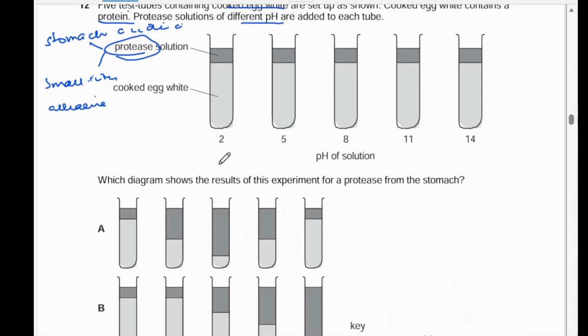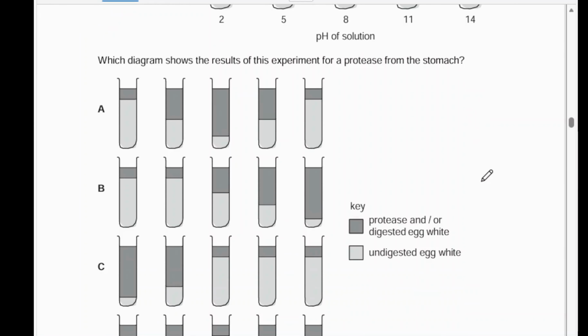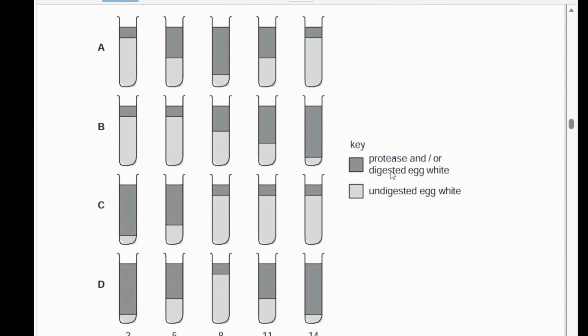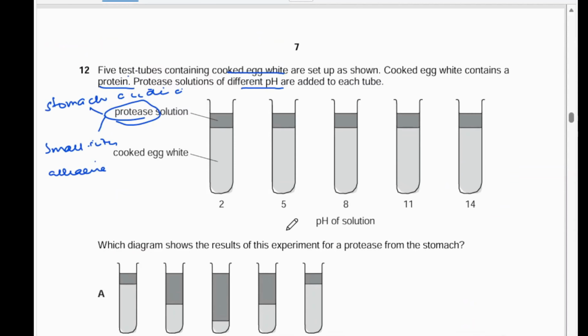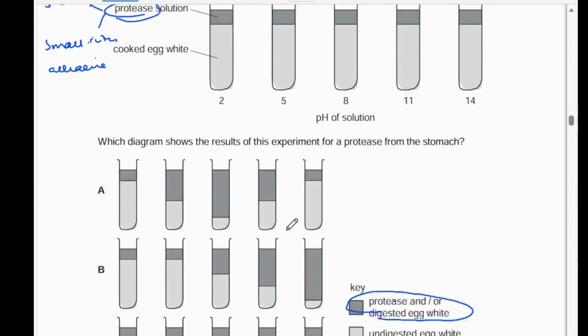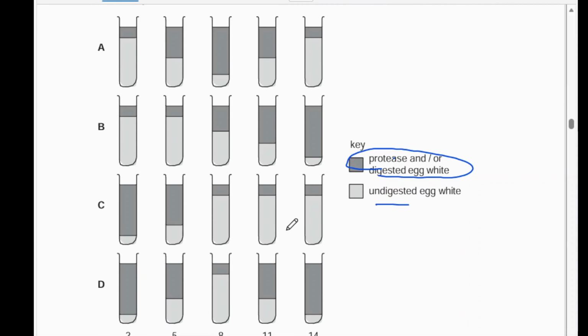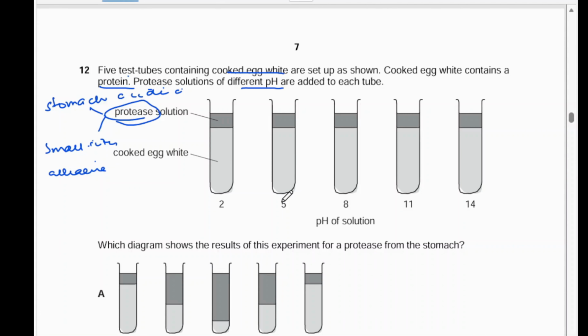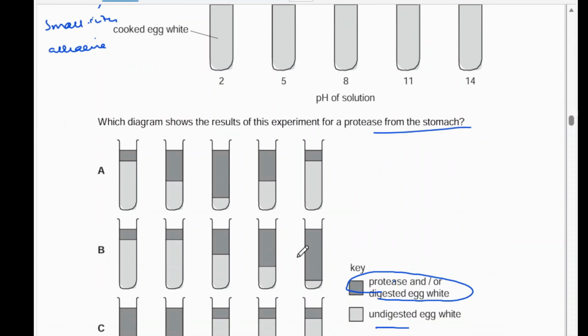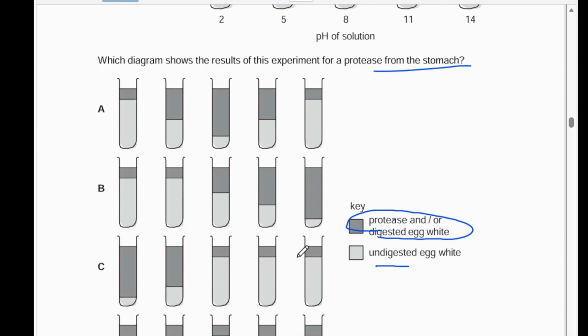Okay, so they have shown you some results. There are four results given. Digested egg white is shown by a darker color, while undigested is a lighter color. So we say the digestion would take place in 2 and 8, so the first and third test tube. Is there any other part given? From the stomach, they have given us a part. That would be only the first one.